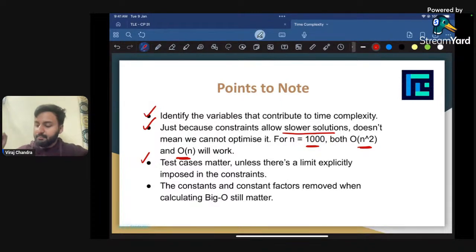And the final point: constants and constant factors removed when calculating big O still matter. So this is very important. Right now, when we were talking about the convention, this is the same thing I actually repeated. This is not new. I said this again and again.